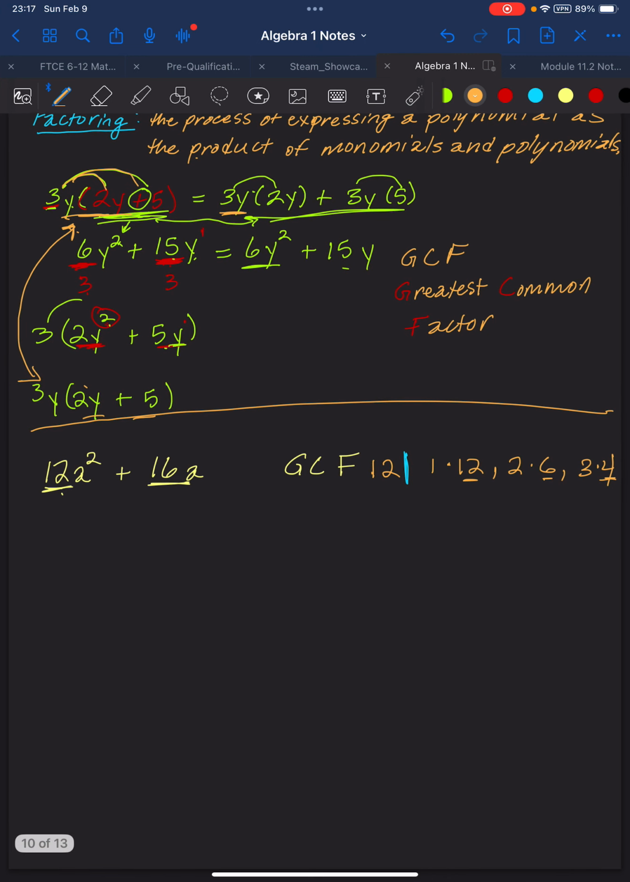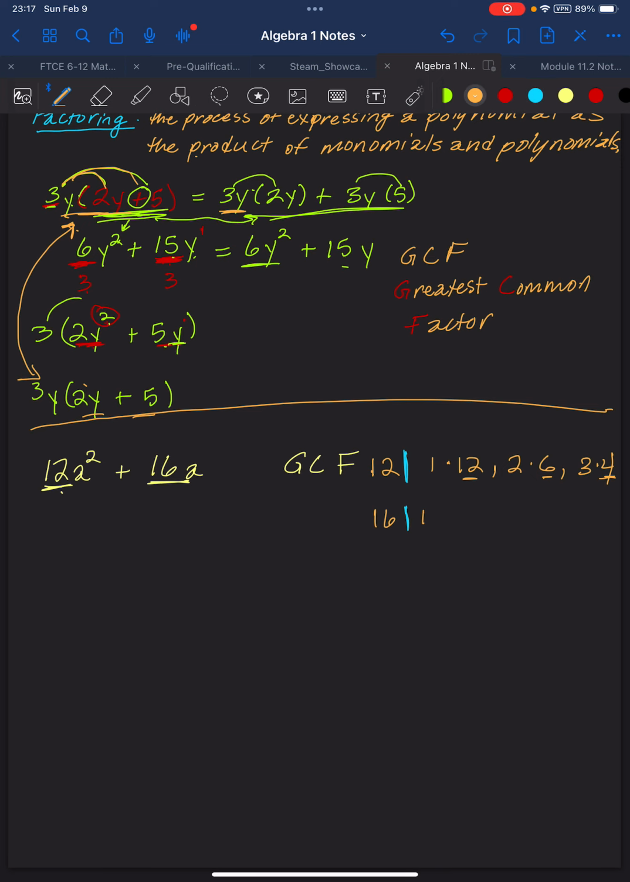Okay, now let's do 16. Obviously, we know that 1 times 16 will give us 16. What about 2 and 8? 2 and 8 will give us 16. But if you notice, only 2 matches up between these two. So we've got to keep going.